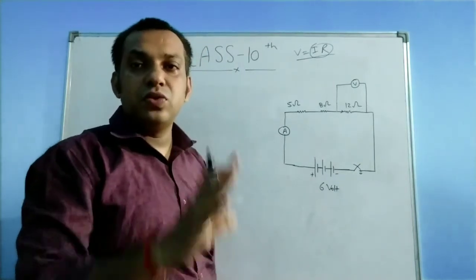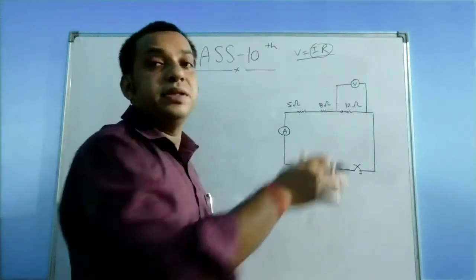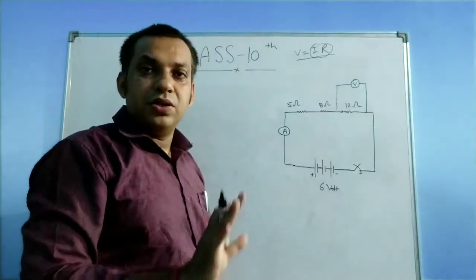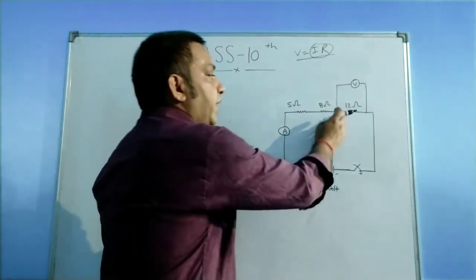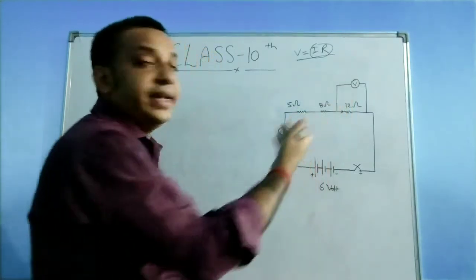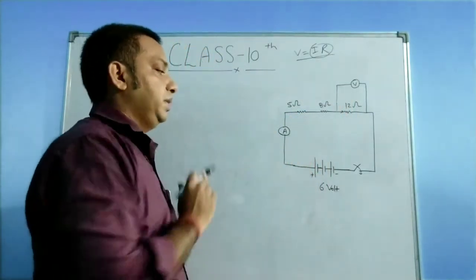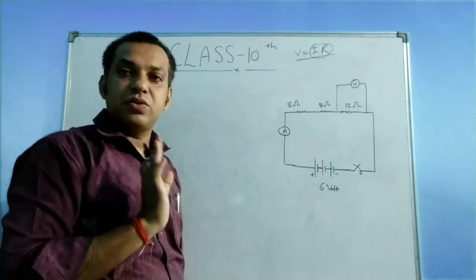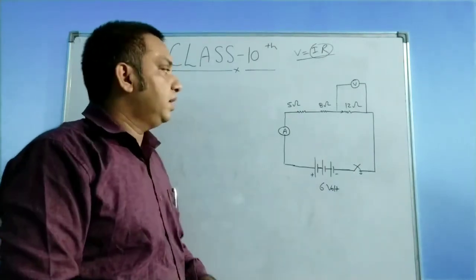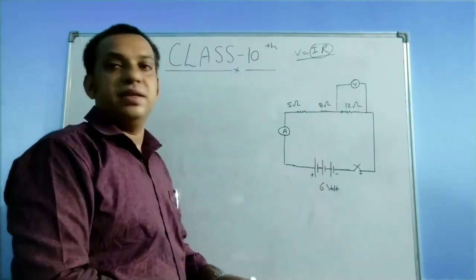That is why no current flows through the voltmeter. Right? So here our aim is to find the readings of the ammeter and the voltmeter. So I think you understand the question clearly. Now let us find the readings of the ammeter and the voltmeter.